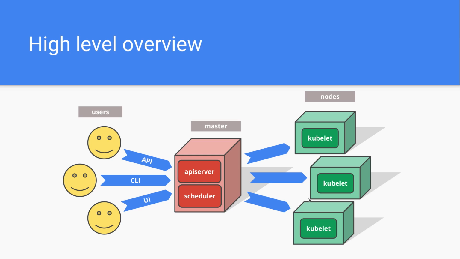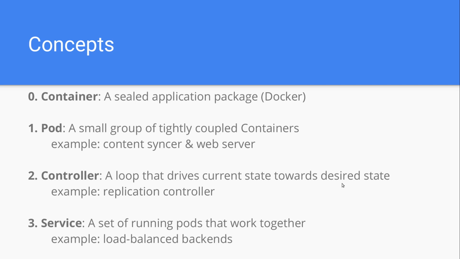A high level overview of it. We have multiple users. We have a master node, which provides an API server and scheduler. We also have API requests or CLI or UI. We have kubelets which are running on the nodes. Main concepts of Kubernetes. What are the main concepts of Kubernetes?